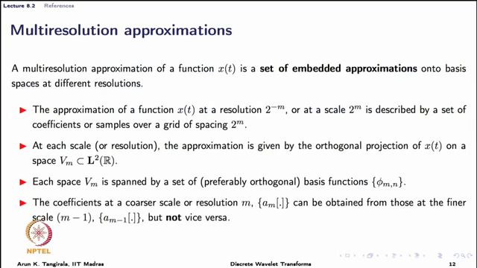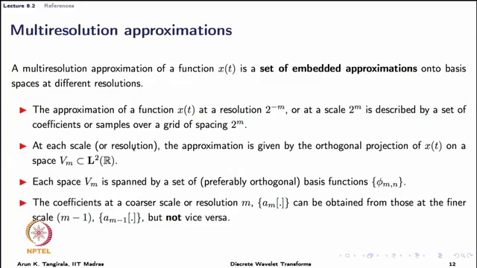Now, we will extend this idea of approximations to multi-resolution approximations. What is a multi-resolution approximation? It is also an approximation, but it is a collection of approximations over different spaces. Just now we spoke about approximation onto some subspace M, but now we are going to talk about approximations on several subspaces. And what is so special about these subspaces? These subspaces are spanned by basis functions that are defined over coarser and coarser grids, from finer to coarser grids, with the grid spacing varying by a factor of 2.